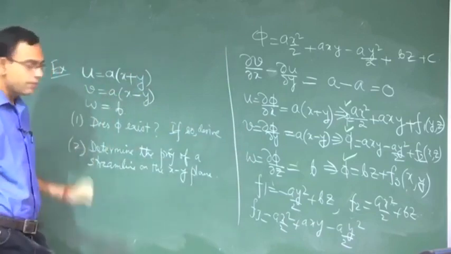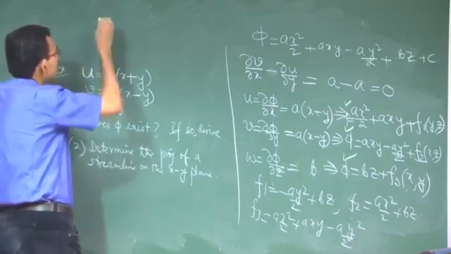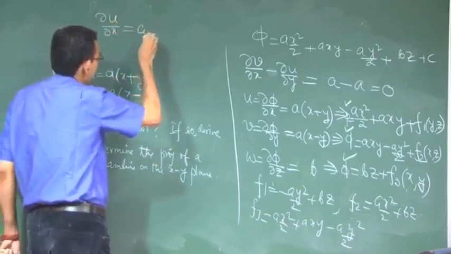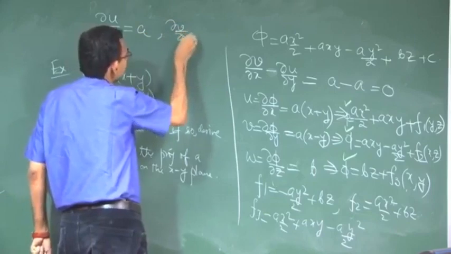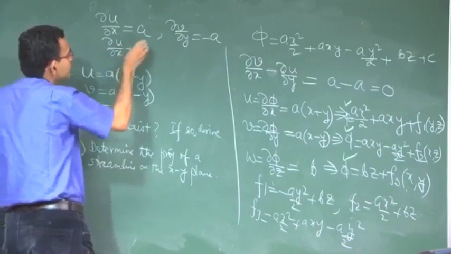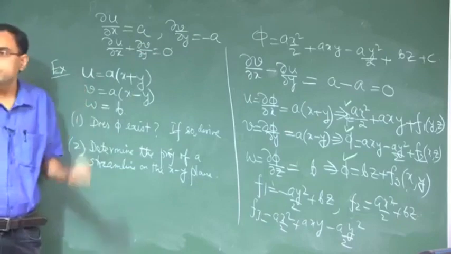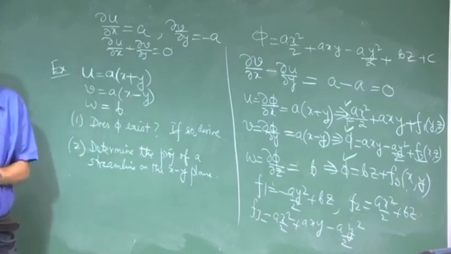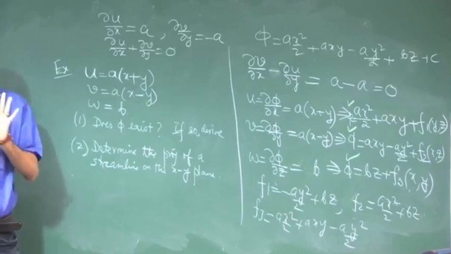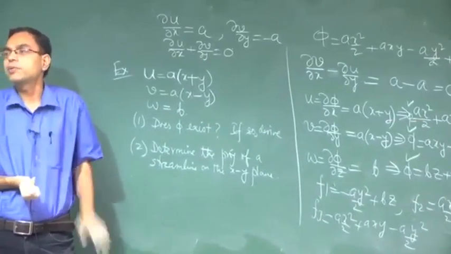So, projection of a streamline on the xy plane. See one interesting thing. What is del u del x? It is a. What is del v del y? That is minus a. So, what is del u del x plus del v del y? This is 0, but it is actually a 3-dimensional flow. So, for 2-dimensional incompressible flow, del u del x plus del v del y equal to 0, but if del u del x plus del v del y equal to 0, it may not necessarily be a 2-dimensional flow.